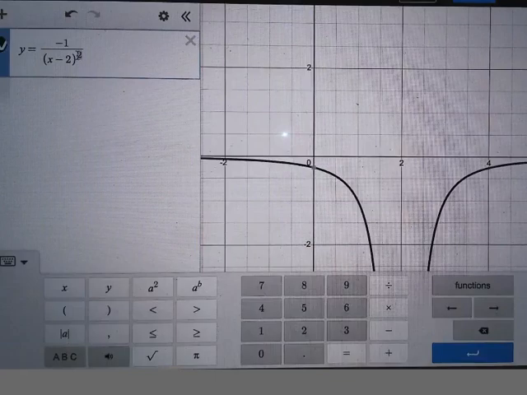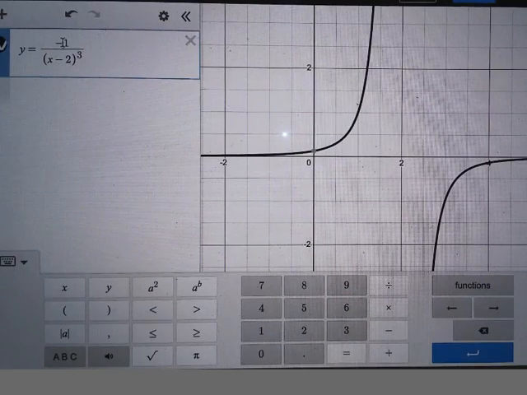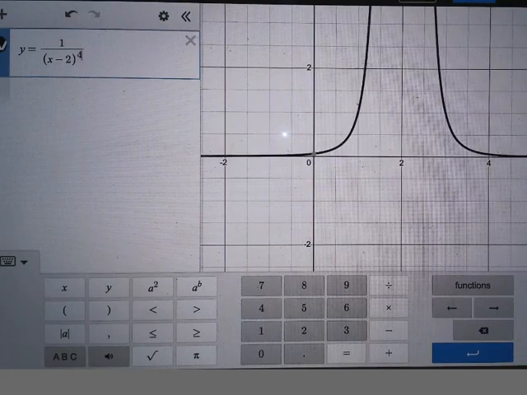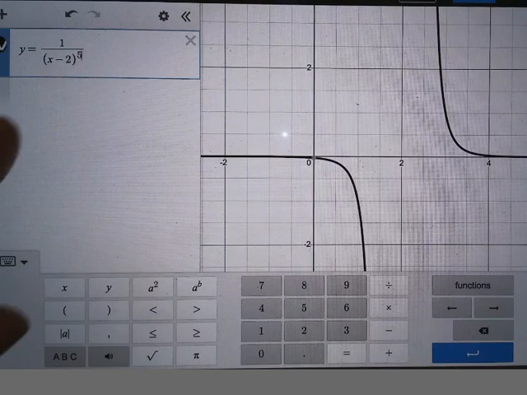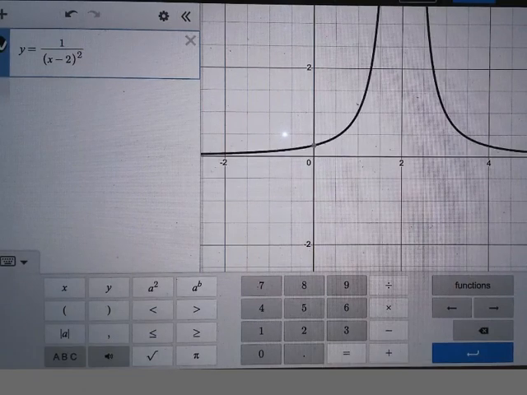If I go to 3, now they're back to going in opposite directions. Whether it's positive or negative, they go in opposite directions. If I go to 4, they go in the same direction. If I go to 5, it changes shape a little bit, but if it's an odd power, they're going to go in opposite directions, and if it's an even power, they go in the same direction. Okay?